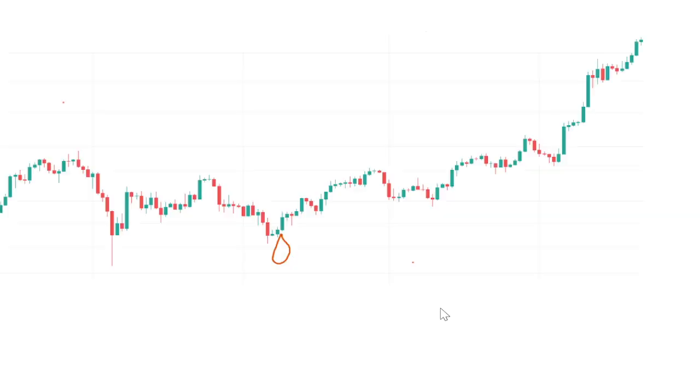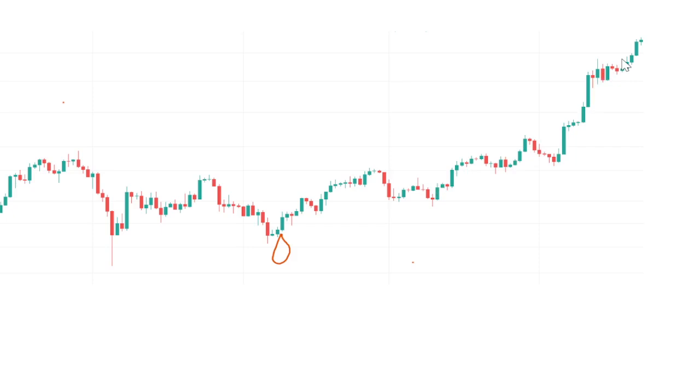Now let's look at an example. Here is an example of the three white soldiers, where the candle closes above the previous day's candle, and we had these three green candles here. And what happened to the price? There was an upward movement up to this area here.